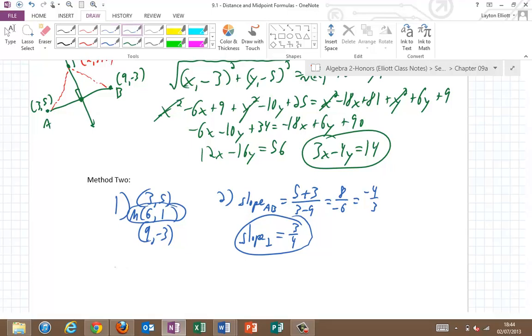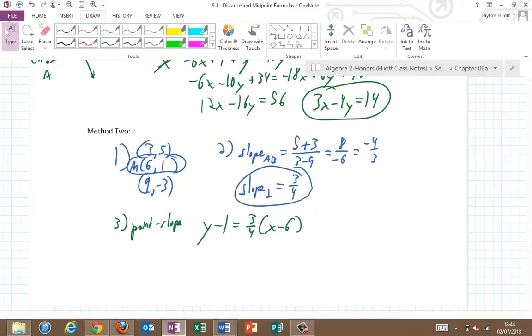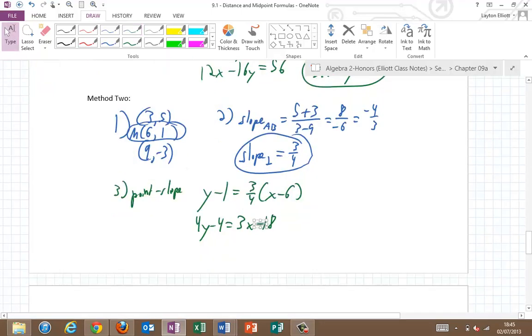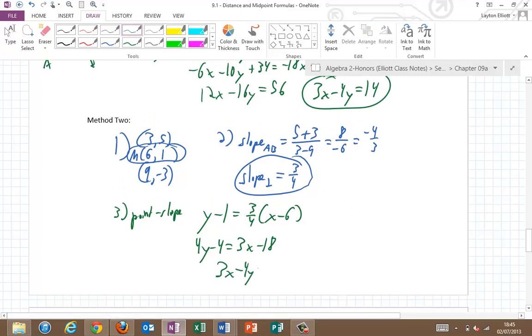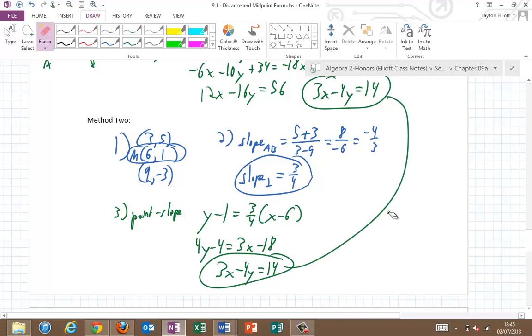Step 3 involves point-slope form. We have a point, we have a slope. Let's go y minus 1 equals slope times x minus 6. Well, if I'm trying to go for standard form, let's multiply both sides by a 4. 4y minus 4 is equal to 3, distribute x minus 18. If I move everything over to the right side for x and y, I would get 3x minus 4y equals 14, which is the same thing that we had before. So that's a good check if you have the time.